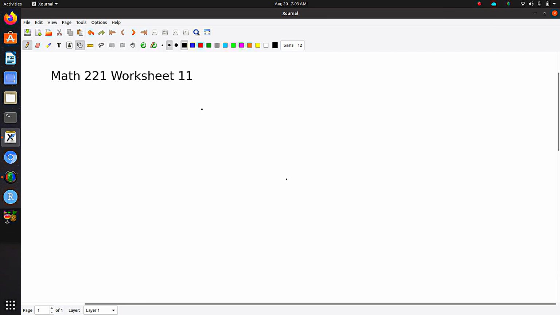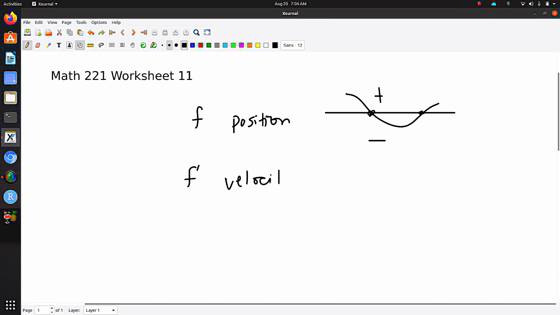Just a quick review. F is position. And if you want to talk about the sign of it, you just literally look, is it above or below the axis? It's positive, or it's negative, or it's 0. F prime is also velocity. And you will look if it's increasing or decreasing, if the function is increasing or decreasing. If F is increasing, then F prime is positive. If F is decreasing, F prime is negative.